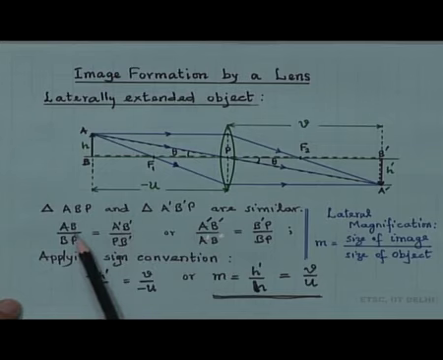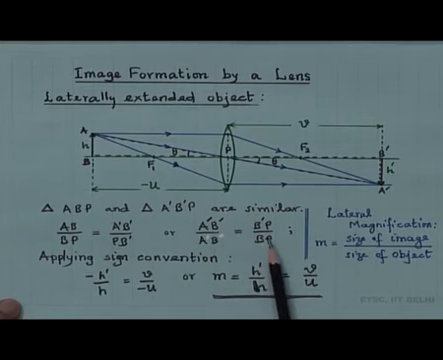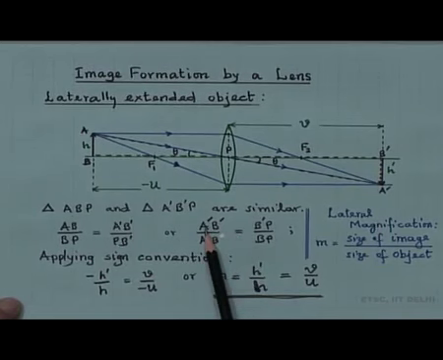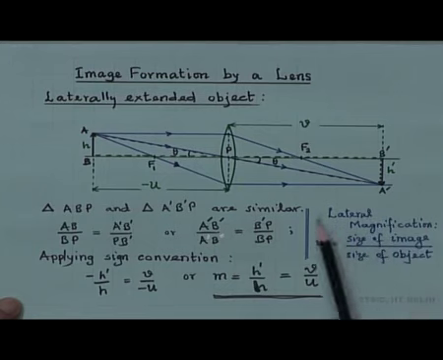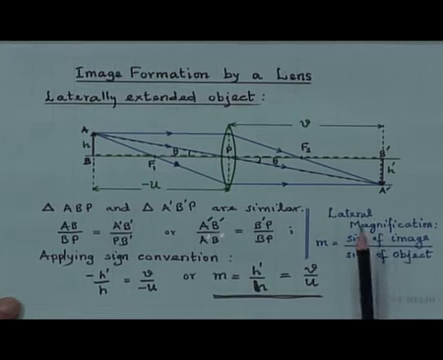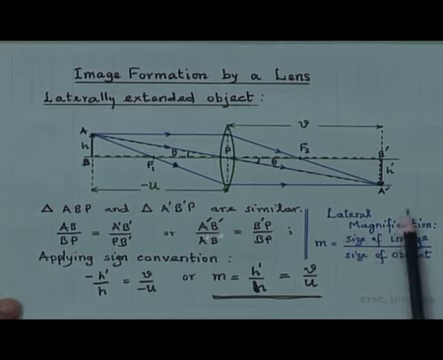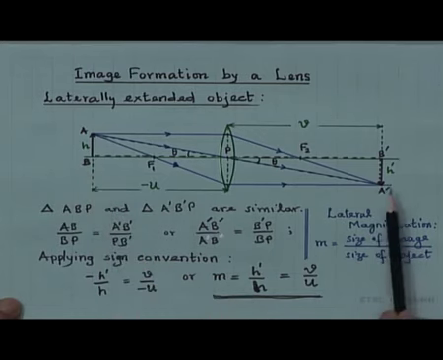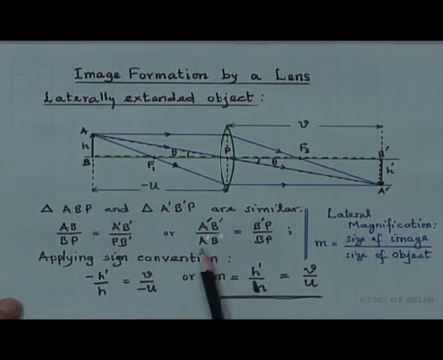So, I am shifting this here. A dash B dash by AB is equal to B dash P by BP. Now, applying the sign convention, we know what it is. We are interested in finding A dash B dash by AB, because we are interested in the lateral magnification, just as in the case of a mirror. M is equal to size of the image by size of the object, that is A dash B dash by AB. So, A dash B dash by AB is equal to B dash P by BP.